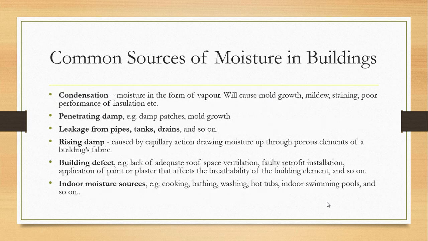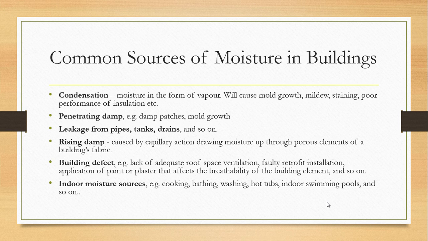Common sources of, so note we've dealt with heat and we've dealt with airflow. Now we're dealing with moisture. So common sources of moisture in your buildings: condensation. This is moisture in the form of vapor, and this will cause mold growth, mildew, staining, poor performance of insulation in your building, etc.